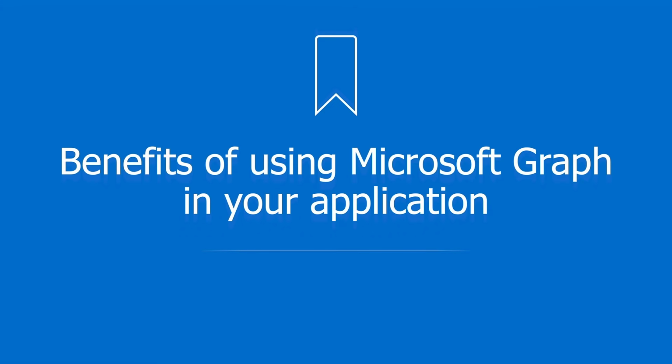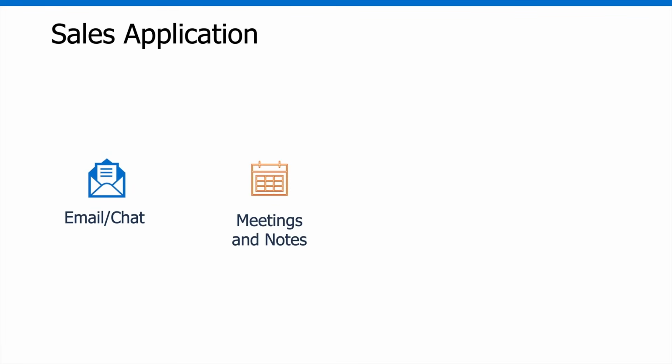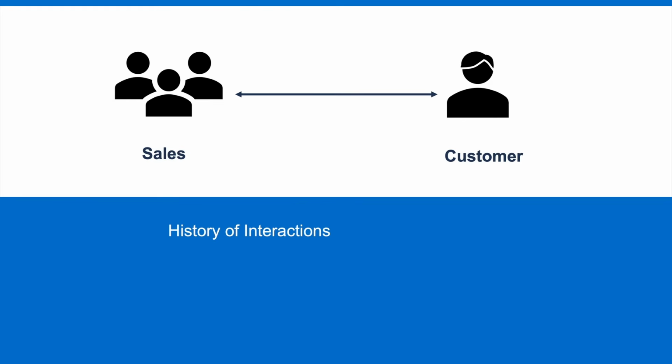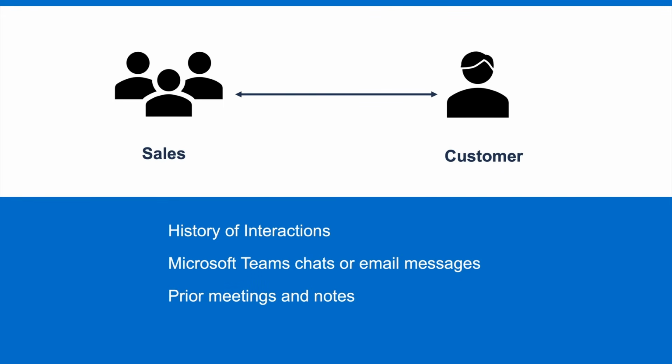To better understand the benefits of Microsoft Graph, let's revisit the customer application scenario mentioned earlier. The application needs the following functionality to enable salespeople to work with customers more effectively. Namely, we might need email and chat, meetings and notes, people and hierarchy within our organization, as well as files. Now, this could include getting a history of interactions between salespeople and customers through Microsoft Teams chats or email. We might want to access information about prior meetings and notes, of course, and identify key people within the organization that can help out with customer questions.